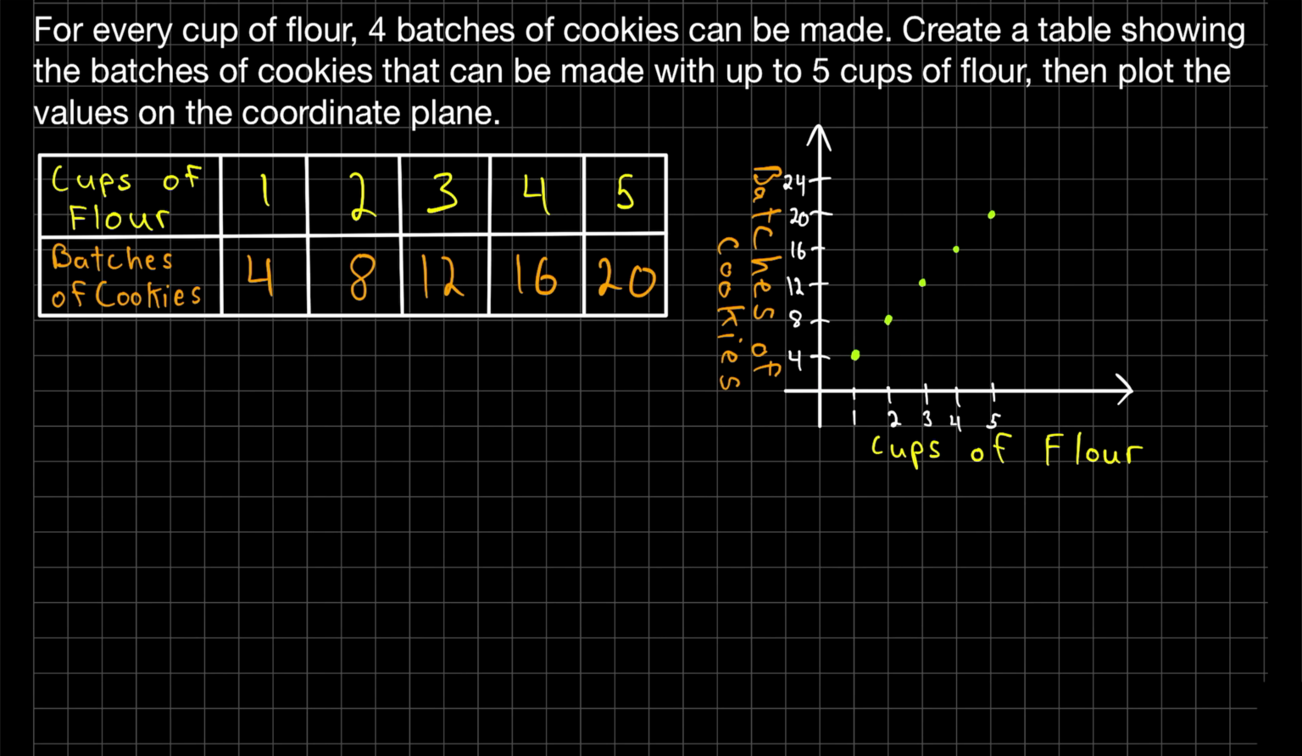For example, if I accidentally calculated that 5 cups of flour could give me 24 batches of cookies, then I would plot this point right up here, and that would look like a problem because I know I'm not going to be able to draw a straight line through all of those ratios.